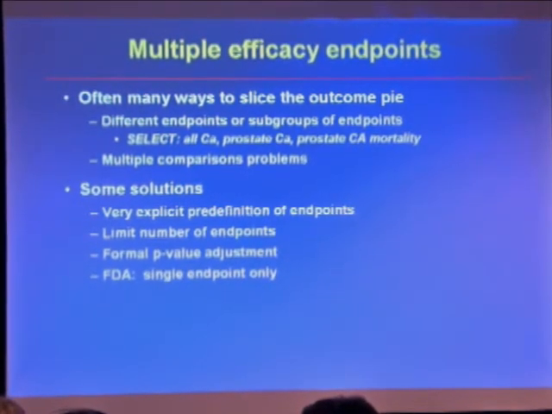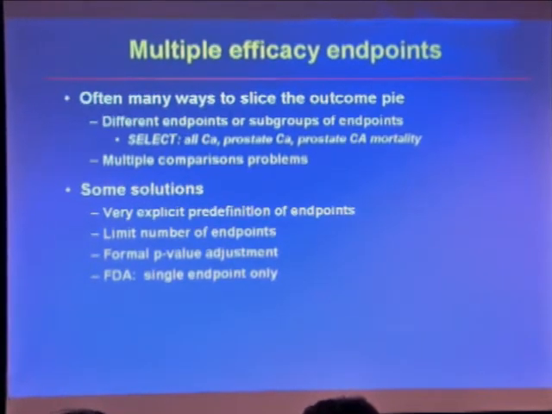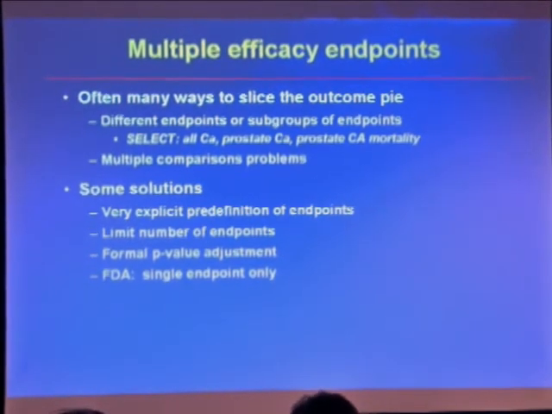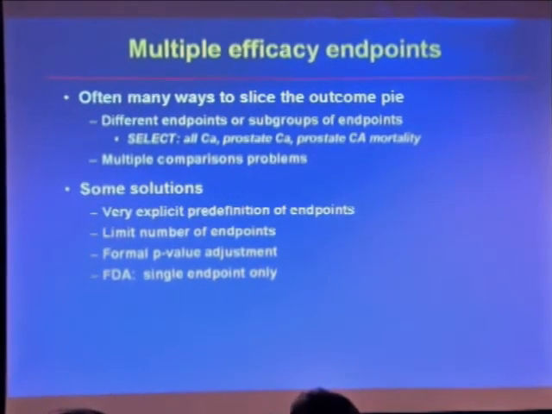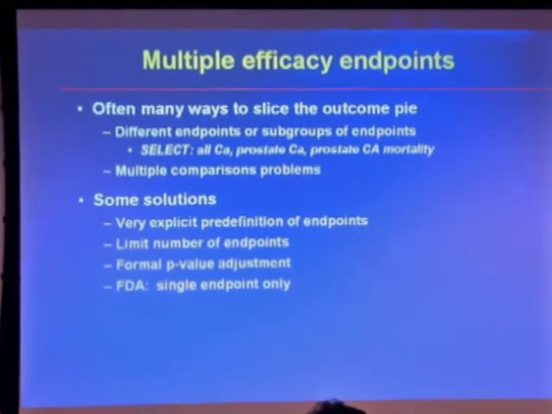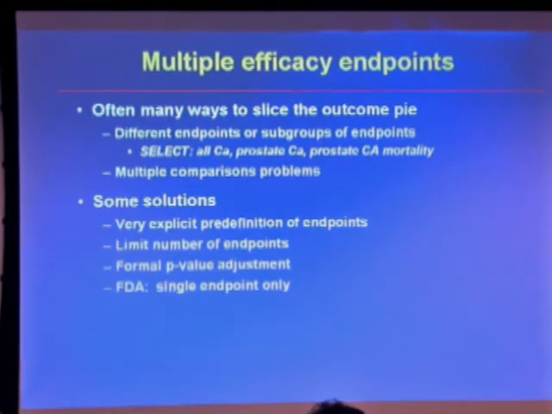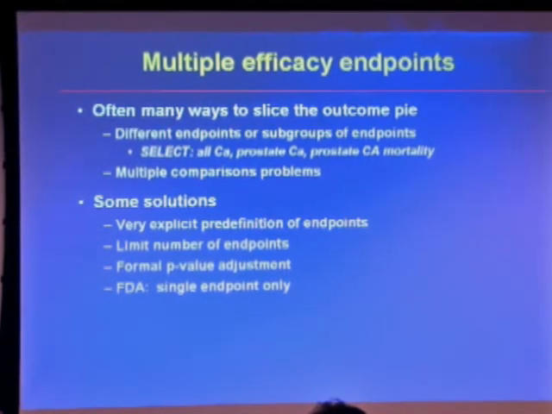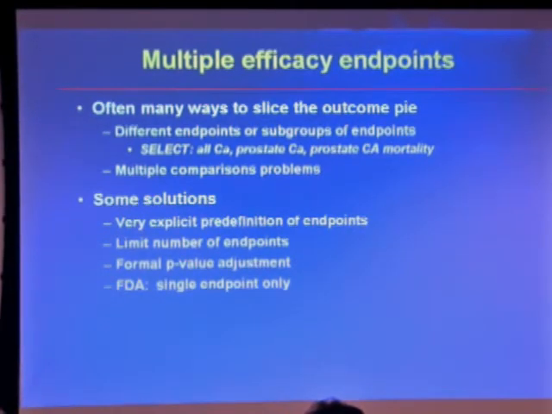Some solutions are very explicit predefinition of endpoints. You certainly don't want to say, I'm going to look at all kinds of cancers and all kinds of individual cancers. You don't want to do that. You might want to say, I'm really interested in prostate cancer and all cancer, or these three, to limit the number of endpoints. You could also do a formal p-value adjustment. Say if you had two endpoints, all cancer and prostate cancer, you could do a Bonferroni and do each of those at a p-value of 0.025 because you're doing two tests.